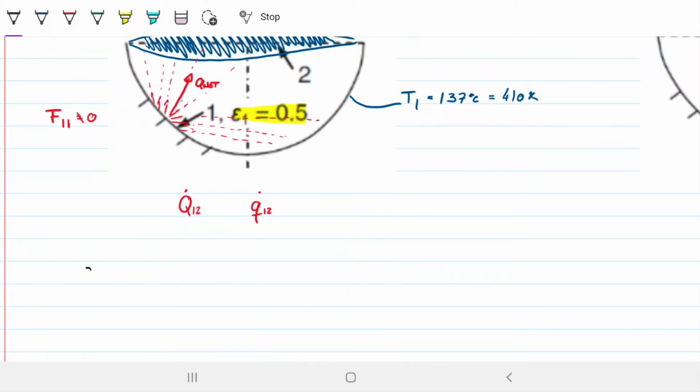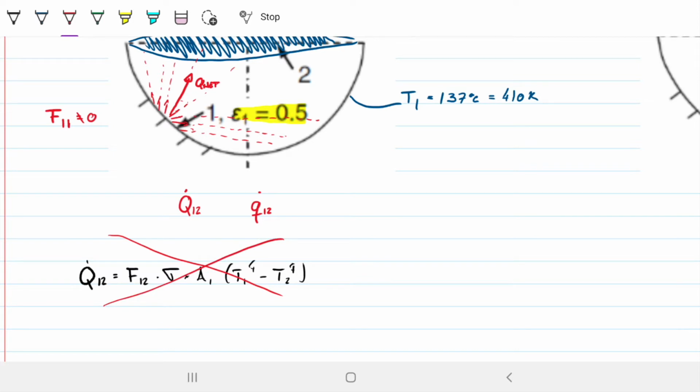So if we go and apply our beautiful equation, the shape factor of 1 to 2, Stefan-Boltzmann constant, area of 1, T1 to the 4th minus T2 to the 4th, this is going to be incorrect because this is not a black body, right? So we can't apply the simplified version of the equation.